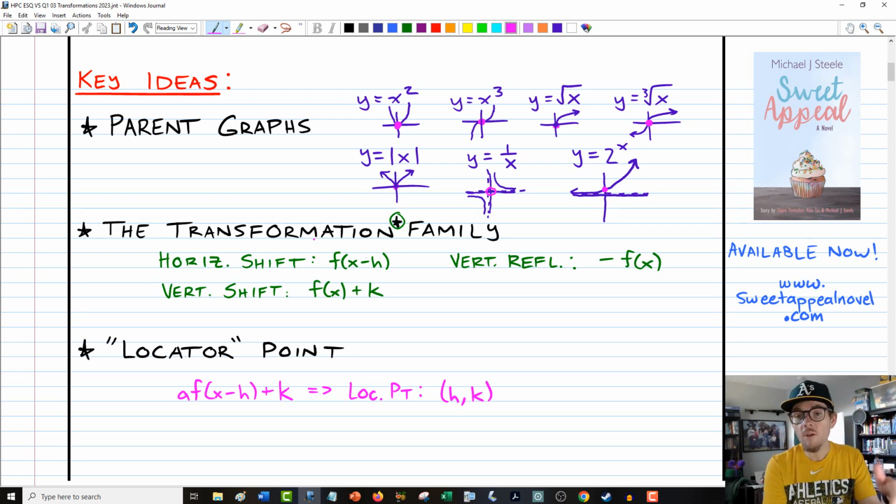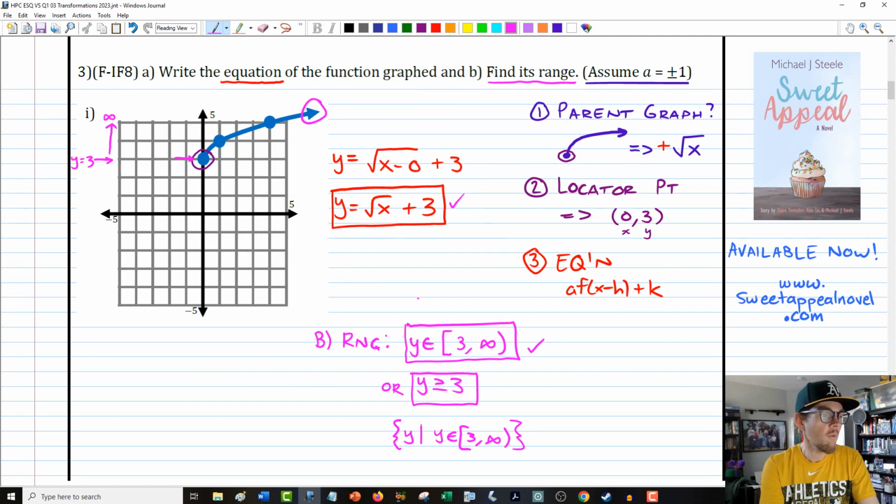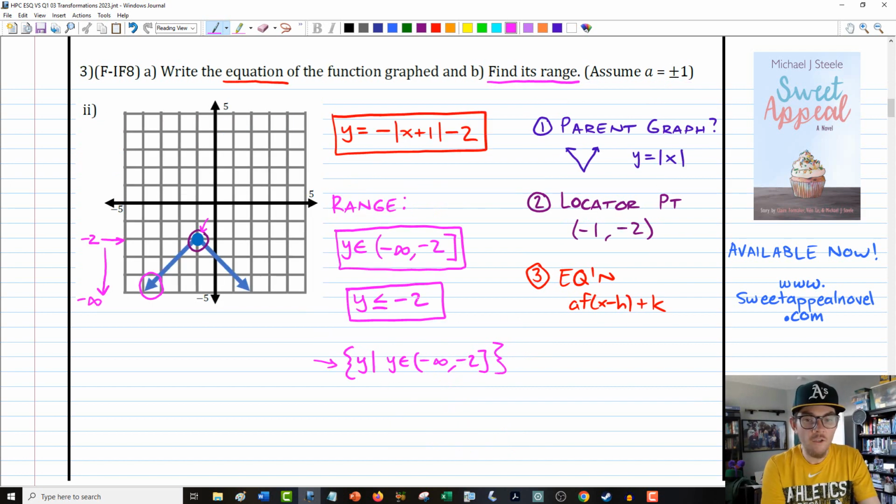And then lastly, we talked a little bit about locator points, which are, well, for the most part, except for with the rationals, points that help you locate the graph's placement in the grid. So, pretty self-explanatory. From there, we went and did our 2 examples. One was a positive radical, the other was a negative absolute value. But I would like to say that we had a very positive experience overall.